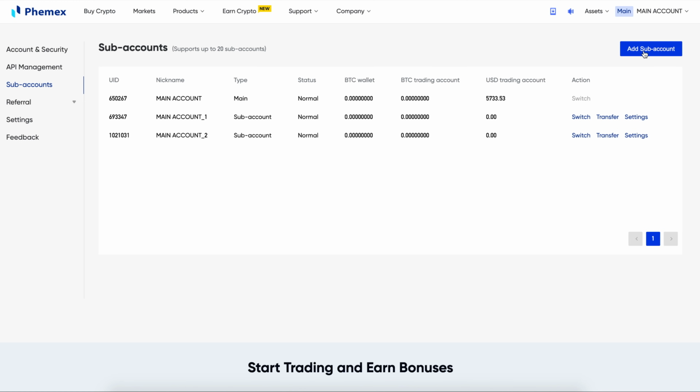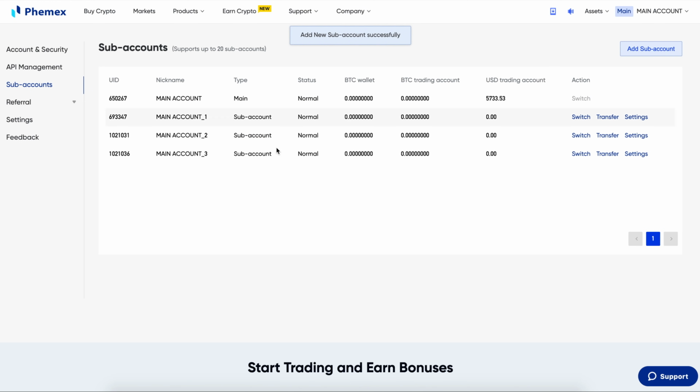It's super simple. You just click add sub account and boom, now I have 3 sub accounts. Then you can go over to settings, you can edit it, you can switch, transfer, and this basically just gives you more flexibility and a better trading experience.